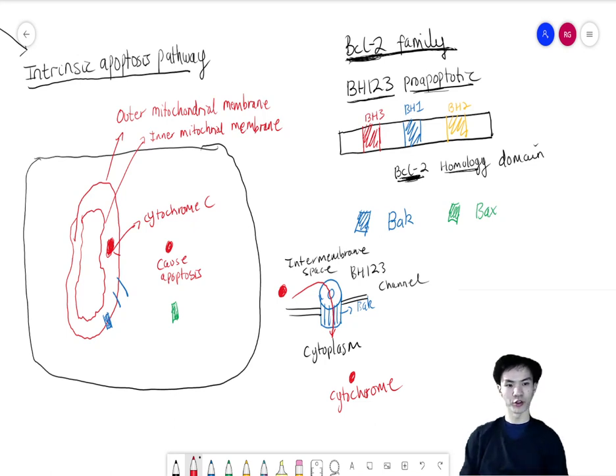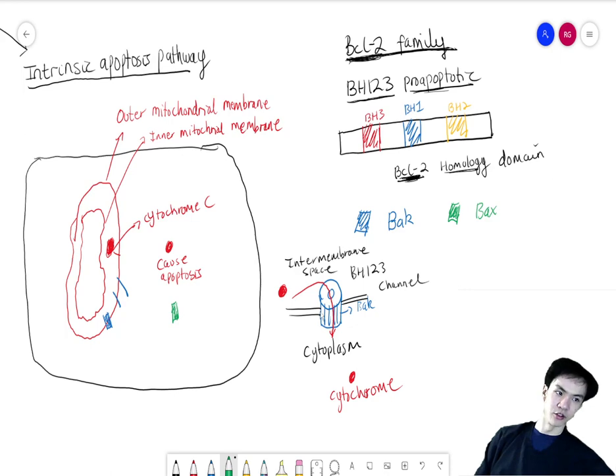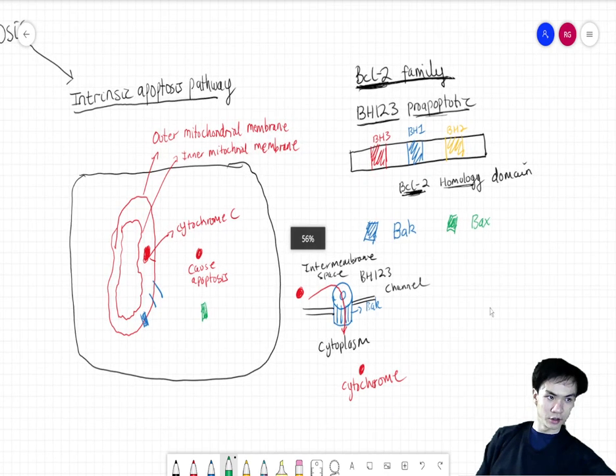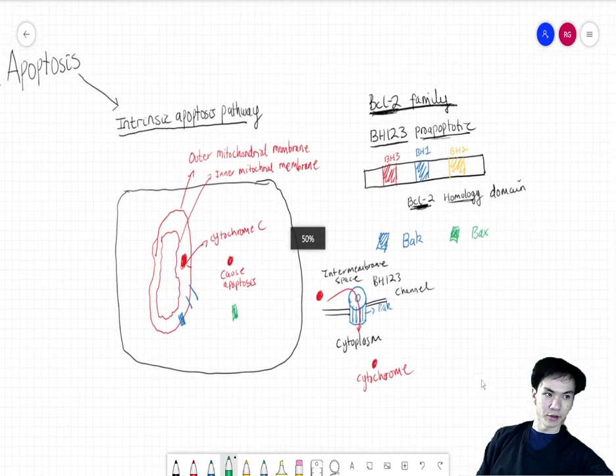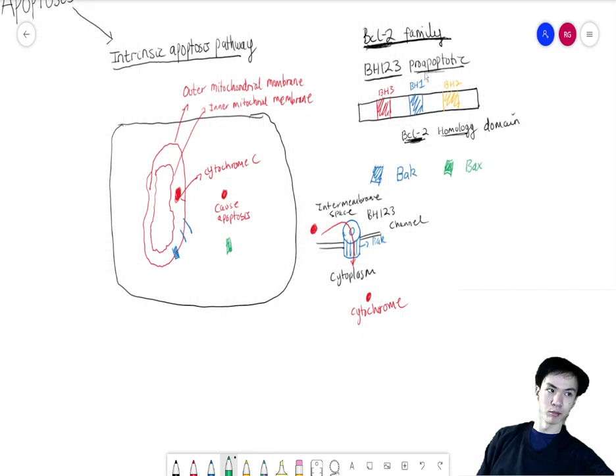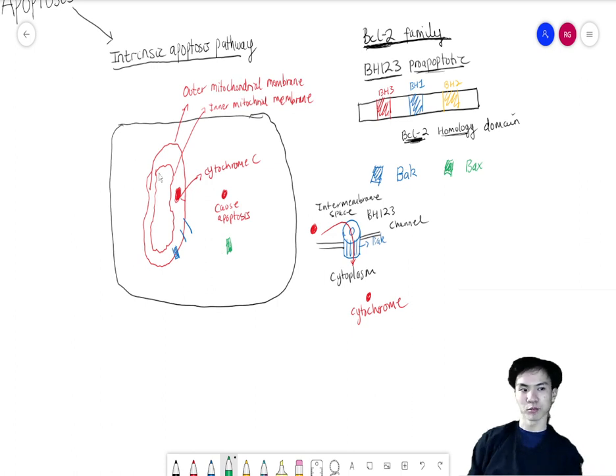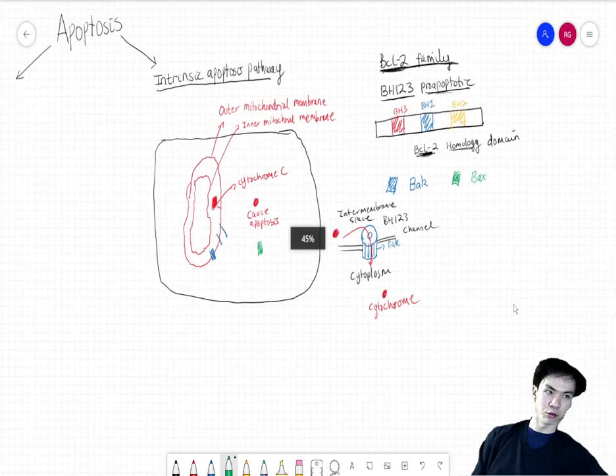So you don't want pores aggregating in your outer mitochondrial membrane. And we should note that Bax can also form aggregates in the outer mitochondrial membrane and let cytochrome C through, but I'm not going to draw it again because it would be the same diagram but in green. So how are we going to stop these BH3 123 pro-apoptotic proteins from forming these aggregates, these pores in the outer mitochondrial membrane and letting cytochrome C out?